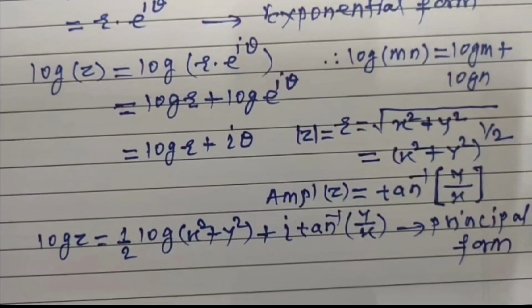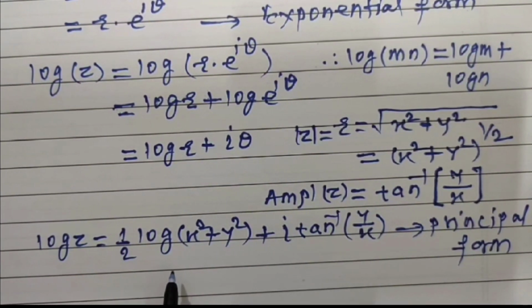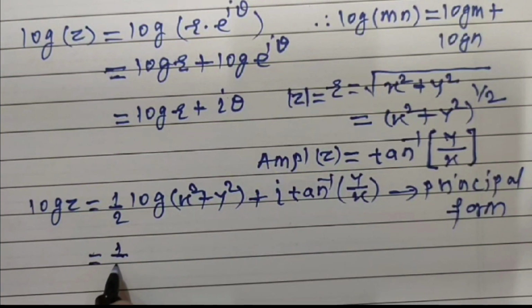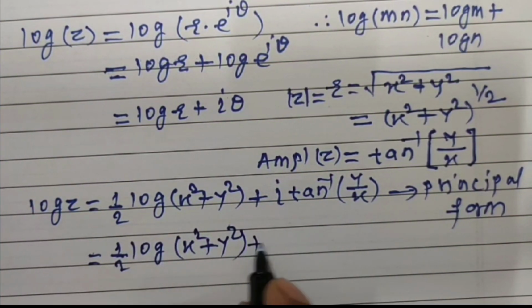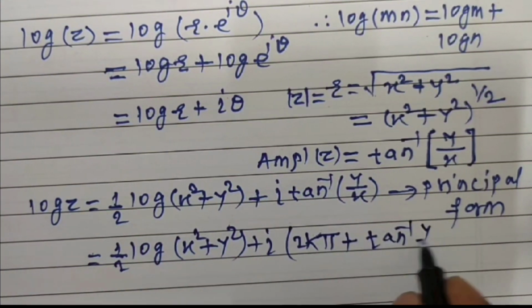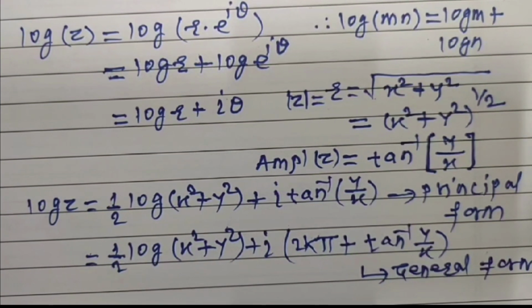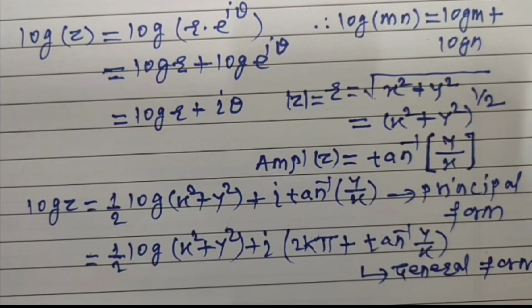Now if we add 2k pi in theta, theta means this one, then that becomes general logarithmic form of a complex number. So this can be written as 1 upon 2 logarithm of x square plus y square plus i into 2k pi plus tan inverse y upon x, and this is general logarithmic form of a complex number. Using this form, we have to solve problems on logarithmic form of complex number.